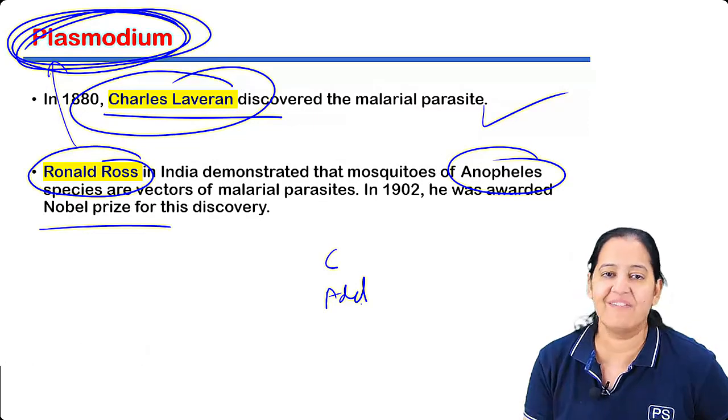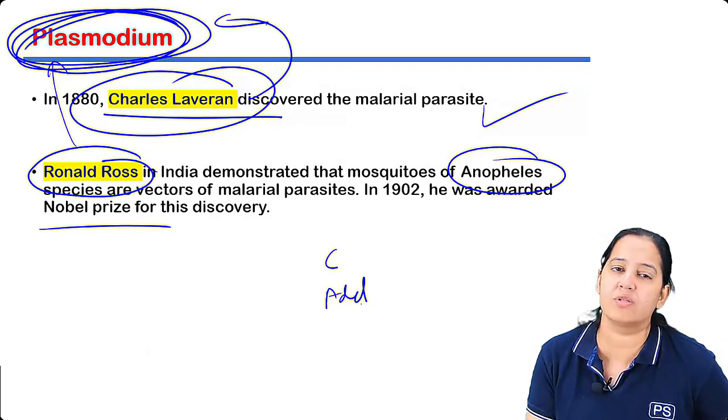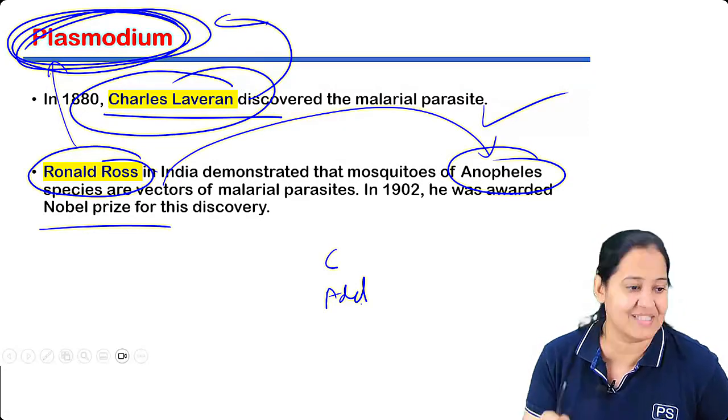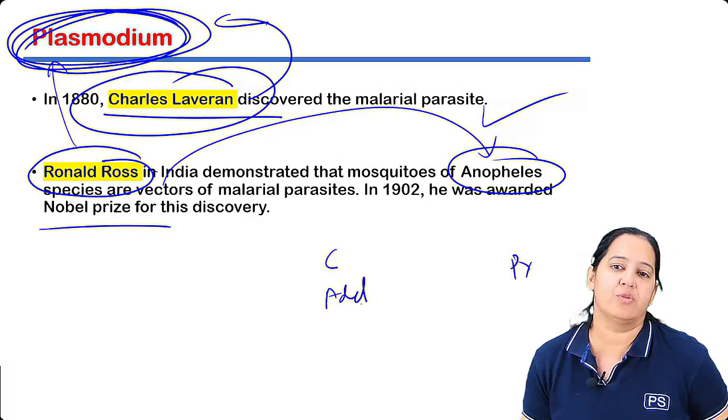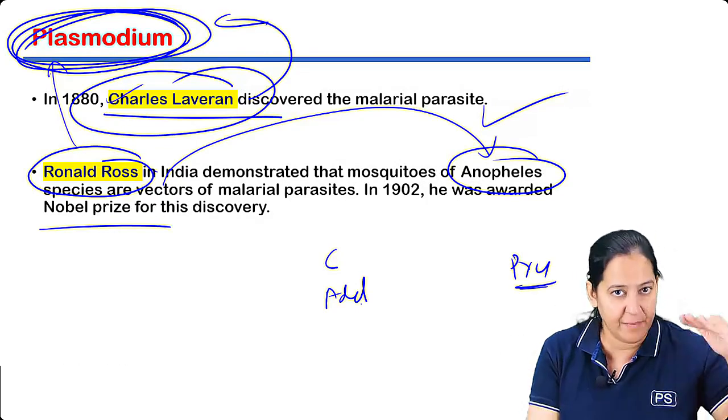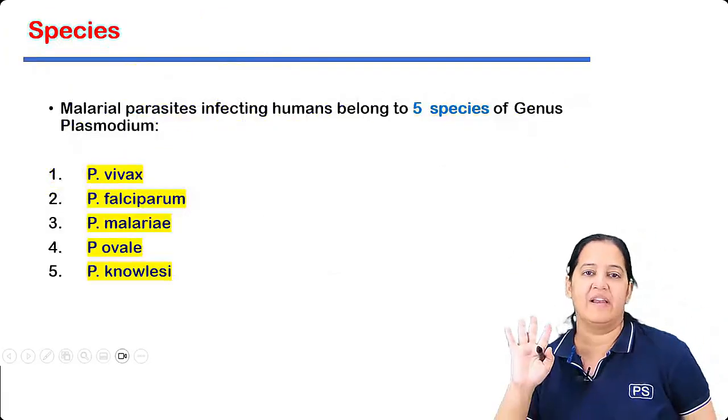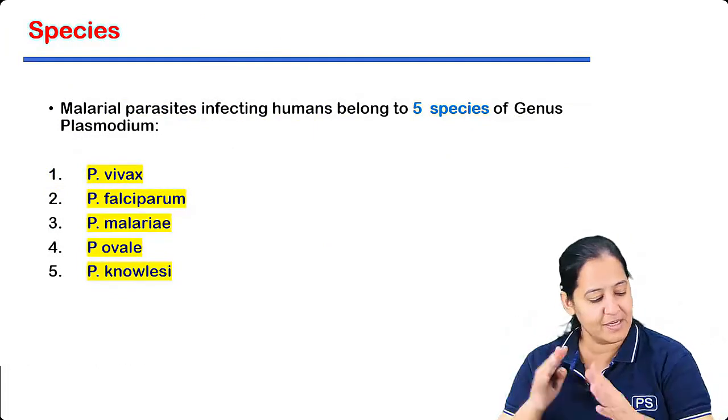Charles Laveran discovered the parasite, and Ronald Ross discovered that the mosquito has a role in its life cycle. Both of them are PYQ. So please understand, whenever a PYQ comes, you will get both options. Please understand it very clearly. Now let me start the Plasmodium.